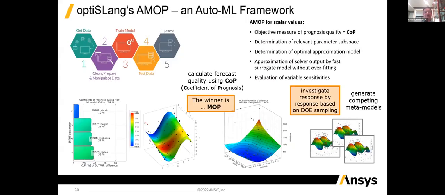Let me talk a little bit about OptiSLang, which is a company we acquired 4 or 5 years ago. This is a powerful auto ML platform, whose whole thesis is situated on the design of experiments for the sufficiency of the area for the data. So it's controlled by the coefficient of prognosis. And by looking at the input and output on the bottom left, you can do the explanation of which input is more important for the output.